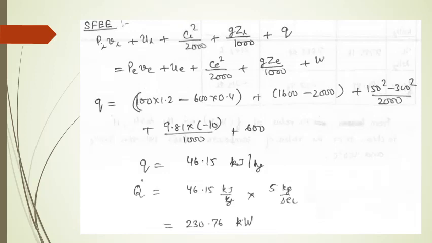Now this is the steady flow energy equation written. Every term is in kilojoule per kg. The only unknown parameter is Q, the heat transfer. Now we obtain the value of Q as 46.15 kilojoule per kg, and we convert it into units of kilojoule per second by multiplying it with the mass flow rate, and the heat transfer rate comes out to be 230.76 kilowatt.